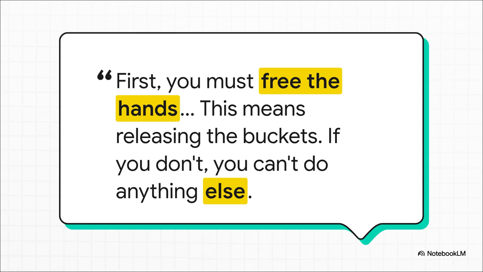You must release the system from that primary energy drain of constant digestion. Only when those resources, those hands, are freed up, can the system even begin to address the other burdens.